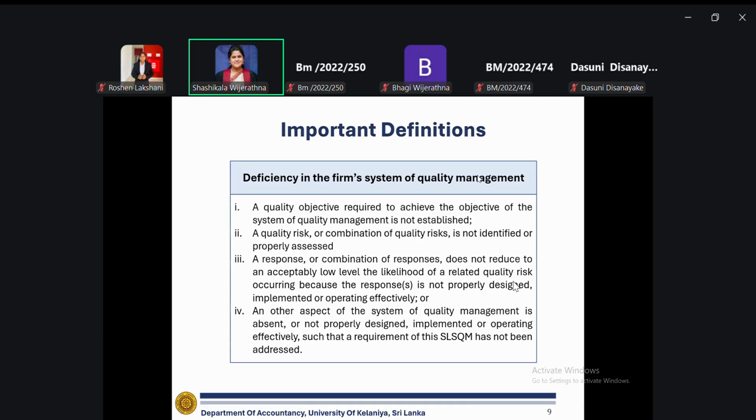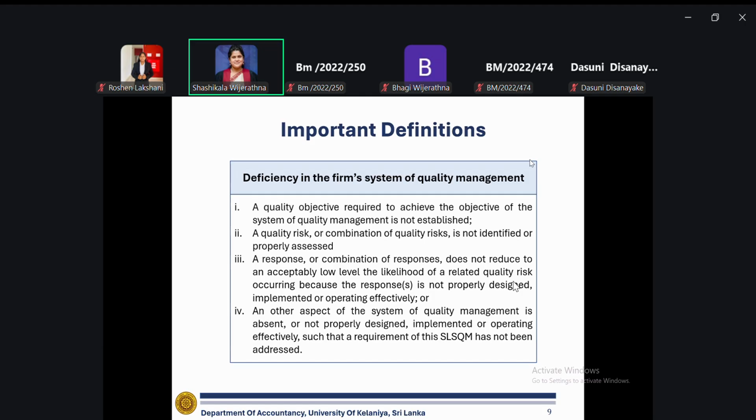Okay. So then remember, we have some important definitions to be discussed. When it comes to this SLSQM, this is not applicable to all companies. This is actually applicable to audit firms only. For other companies, this SLSQM is not applicable. Okay, remember, keep that in mind.